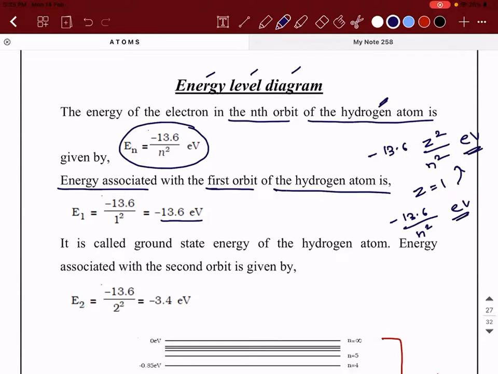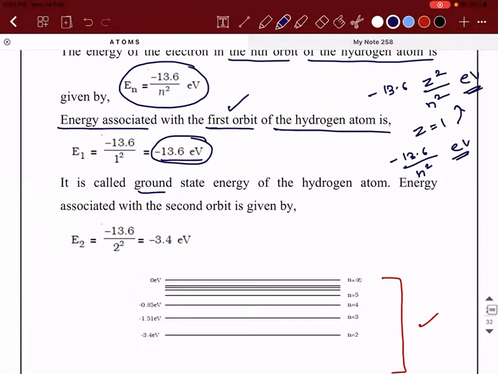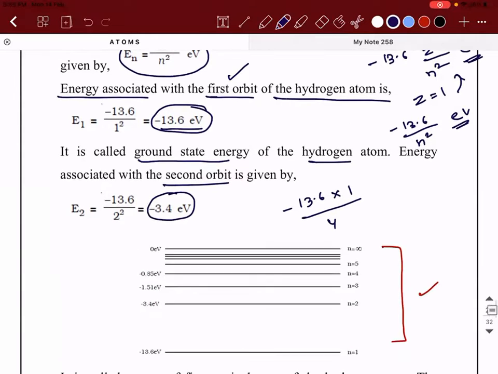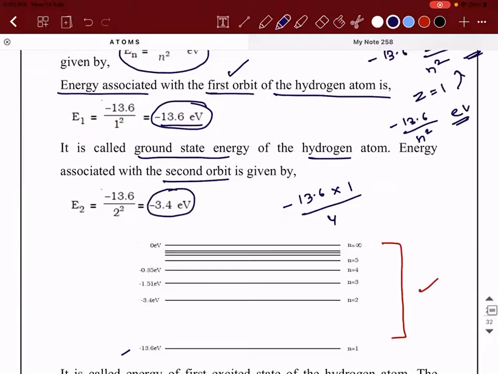Now, for the first orbit, n is equal to 1. It becomes minus 13.6 electron volt. It is called the ground state energy of the hydrogen atom. Similarly, the energy associated with the second orbit becomes minus 13.6 into z square, which is 1, divided by n square, which is 4. It becomes minus 3.4 electron volt. If I take n equal to 3, it becomes minus 1.51 electron volt. If I take n equal to 4, it becomes minus 0.85 electron volt. And it keeps on going. When I go to n equal to infinity, the energy is considered to be 0.